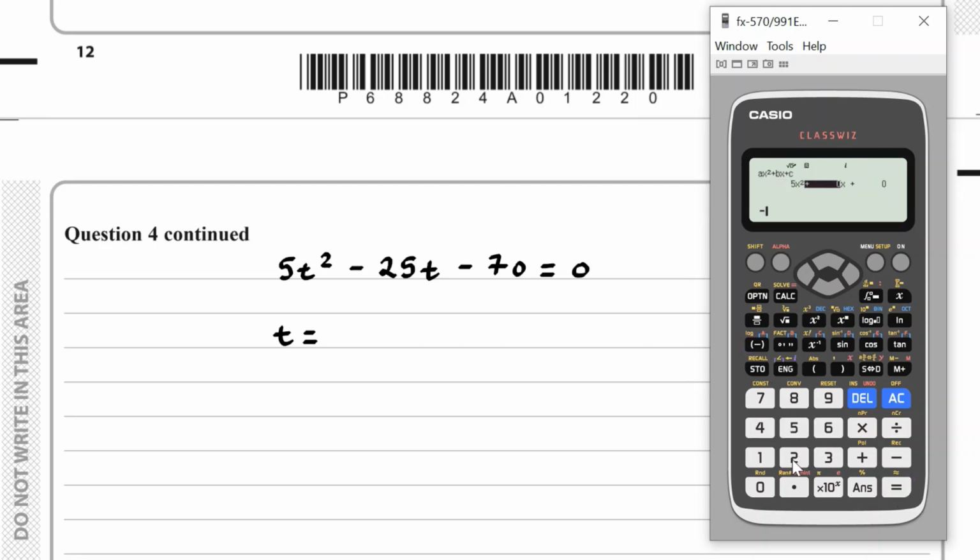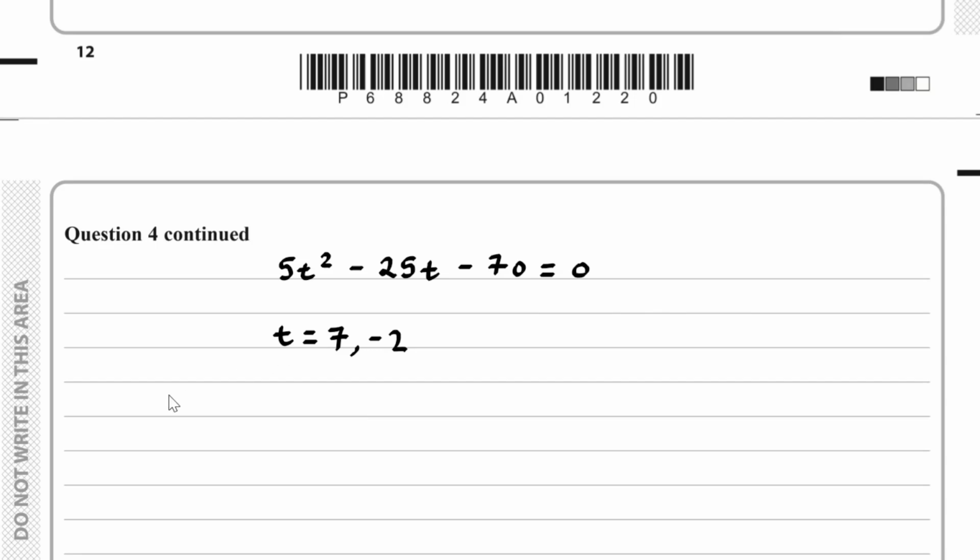5t squared minus 25t minus 70, t equals 7, t equals minus 2. And so with that, we can therefore conclude t equals 7. Of course, we take the positive value. So we've got t equals 7 seconds.